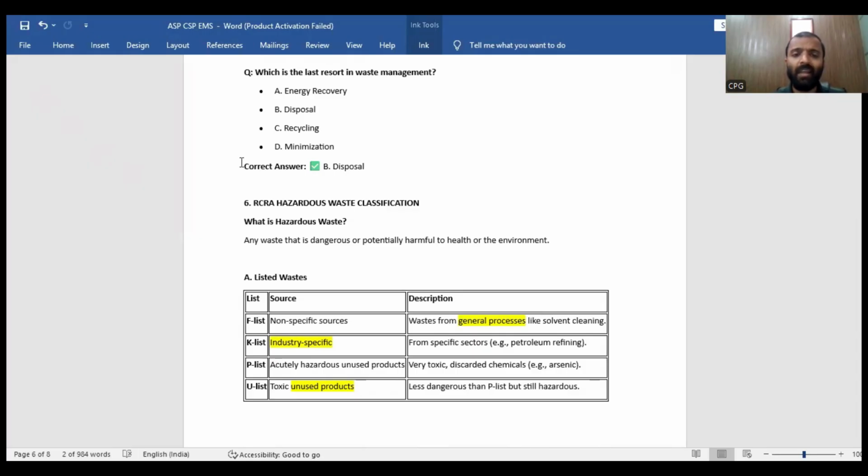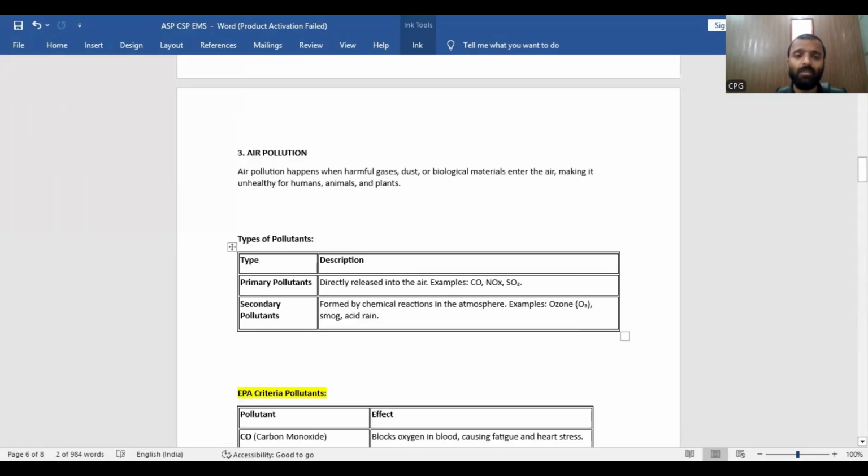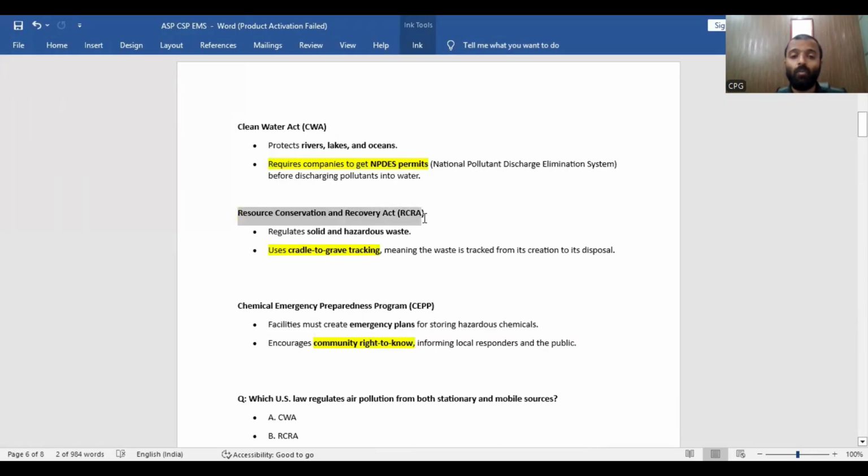Okay. Now RCRA, hazardous waste classification. RCRA, we have also read about in the various laws. What is RCRA? We have to understand the full form. RCRA, Resource Conservation and Recovery Act.